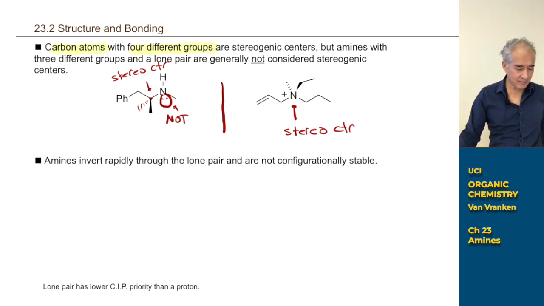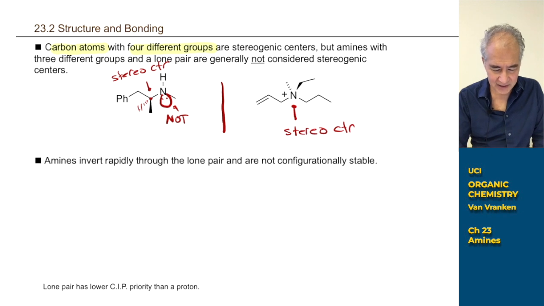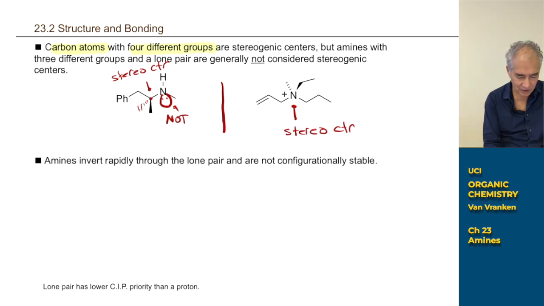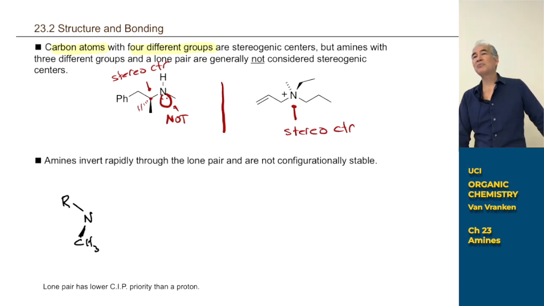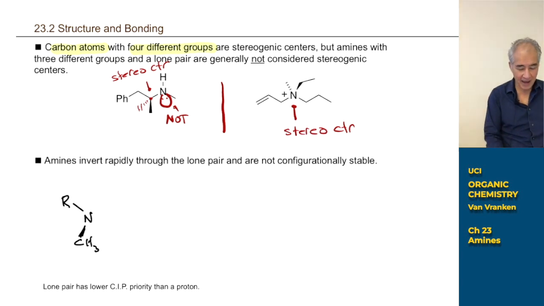Okay, so amines, what's up with that? How can they not be stereogenic centers? They are in fact stereogenic centers, but I'll show you why we don't consider them to be stereogenic centers. I'm going to draw an amine here that has 3 different groups and a lone pair in addition to that. So here's one that has an R group, any R group that's not methyl. So I'll just put CH3 here. The R could be ethyl, propyl, butyl, isopropyl, t-butyl, hexyl, just anything that's not methyl, so it's different from methyl. And then an H.